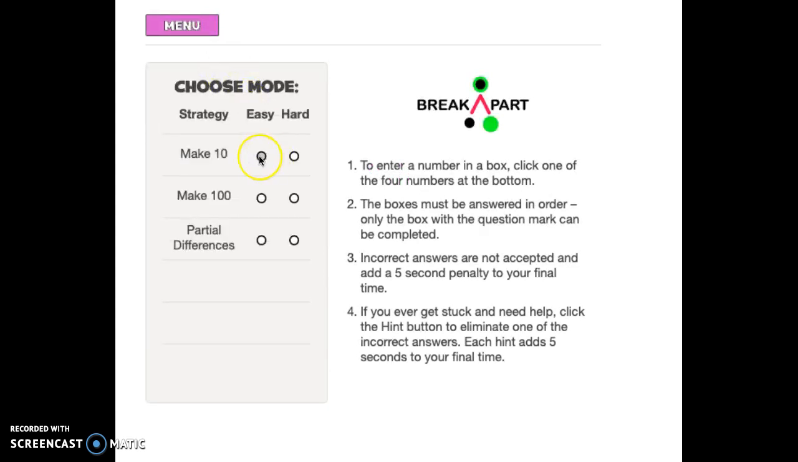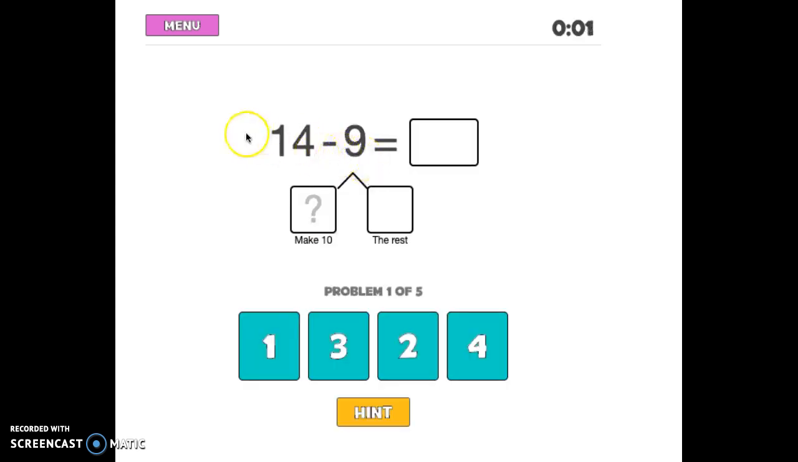For subtraction, I chose making tens, and again I went with the easy version just because that's what I'm most familiar with from what I've been teaching. And so to begin, I wanted to look at this and say 14 minus 9.